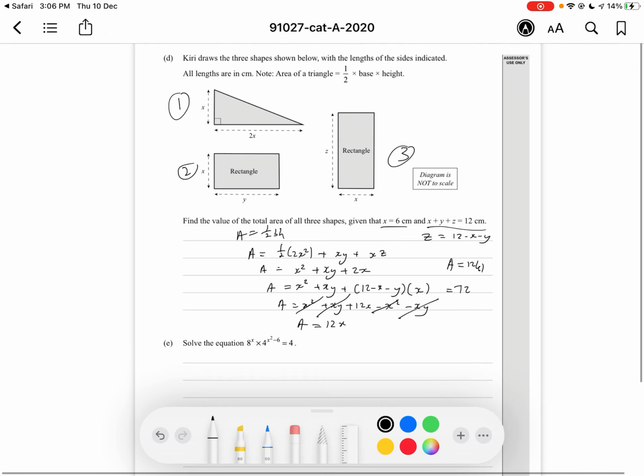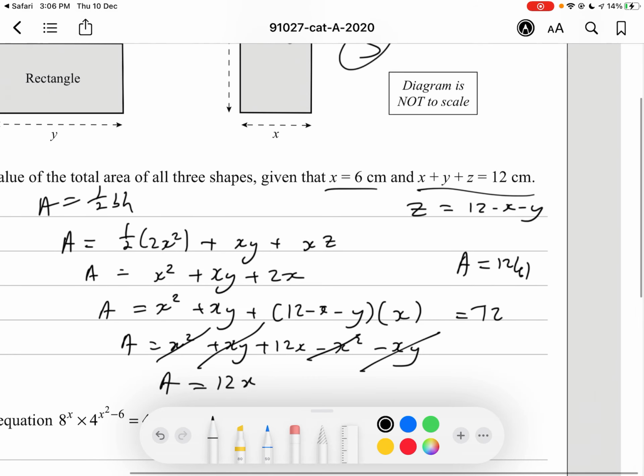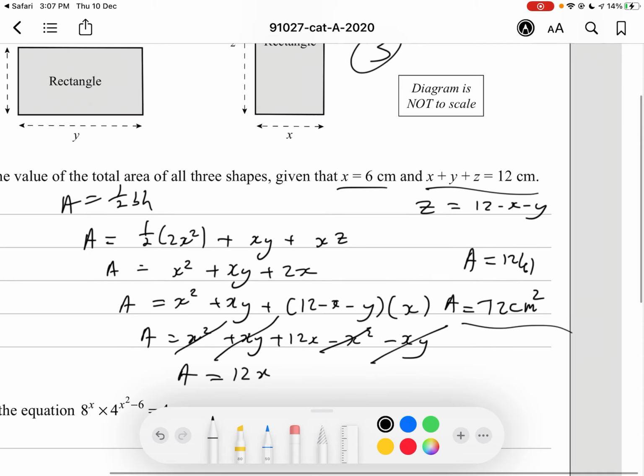Is there a unit? No unit. Oh, in centimeters. Okay, so centimeters squared. Right, that's our final answer for this question, and this should be a merit level question.